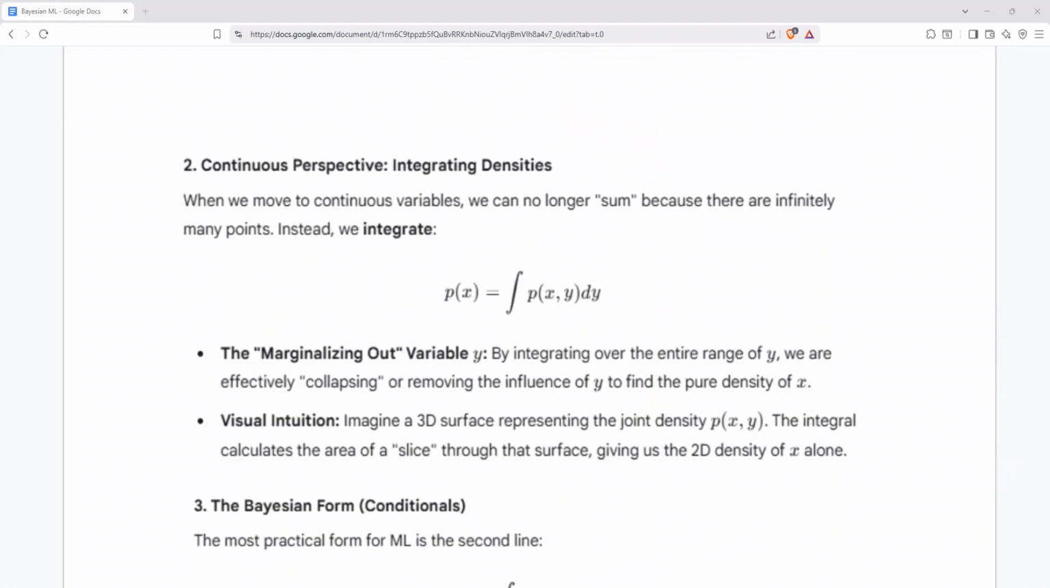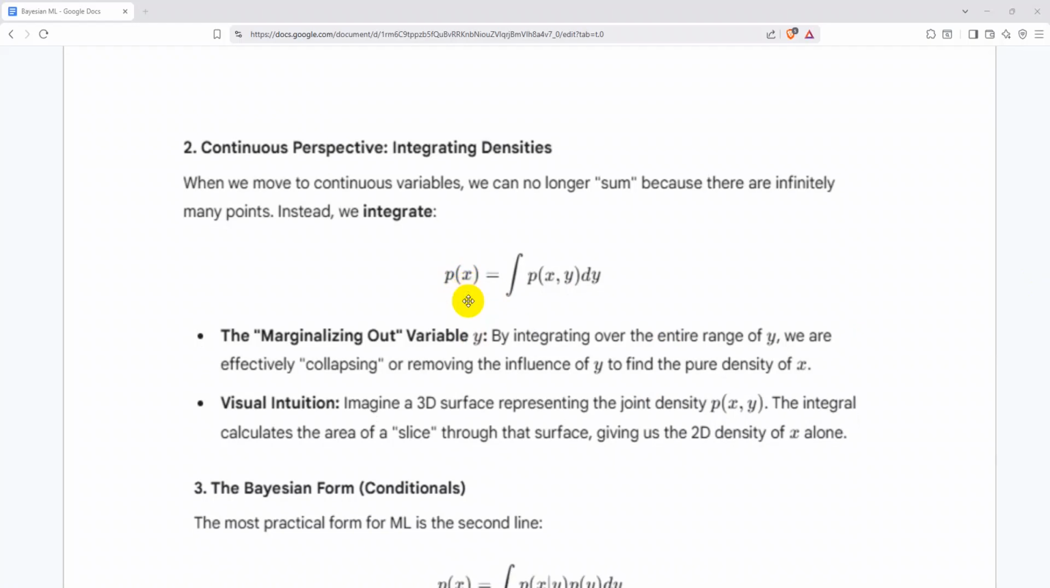Now here's the key shift. When we move to continuous variables, we cannot sum anymore because there are infinitely many values. So instead of summation, we use integration. The idea is exactly the same. We still want the probability of x regardless of y. So what we do? We integrate over all possible values of y. This process is called marginalizing out y. In simple terms, we are removing y from the equation by accounting for all its possible values. You can also imagine this visually.